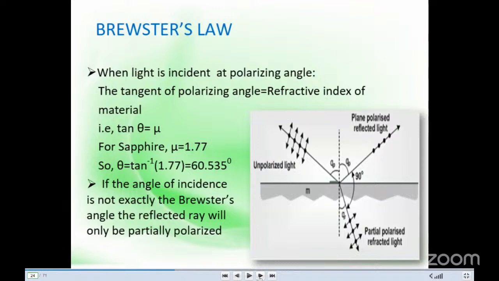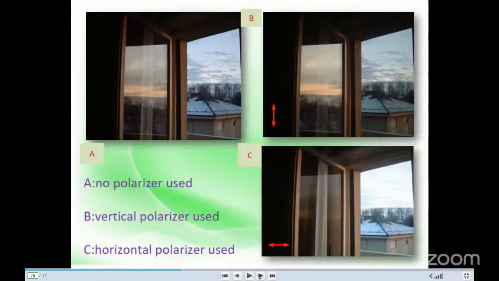We have already discussed this concept. So figure A is with no polarizer used here. Here is a vertical polarizer. This is a horizontal polarizer. Where do you observe the clear image, clear picture? That should be in the case of the horizontal polarizer.